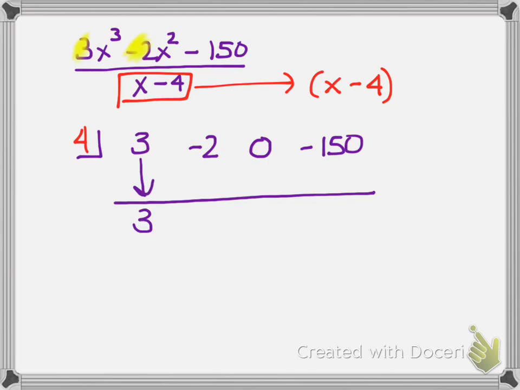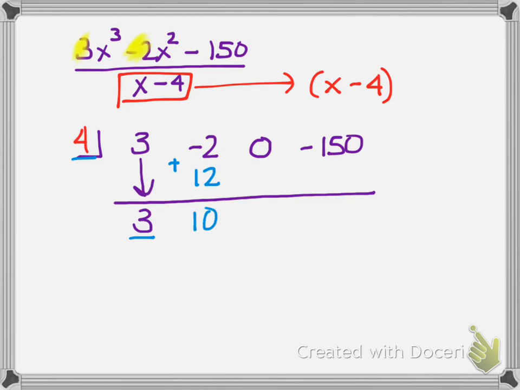So going through synthetic division here, we brought down that first 3. We're going to multiply this 3 by the 4 in the box. 3 times 4 is 12. When we fill in that 12, this becomes an addition. You're taking your leading coefficients and you are adding that second row. So negative 2 plus 12 gives us 10.